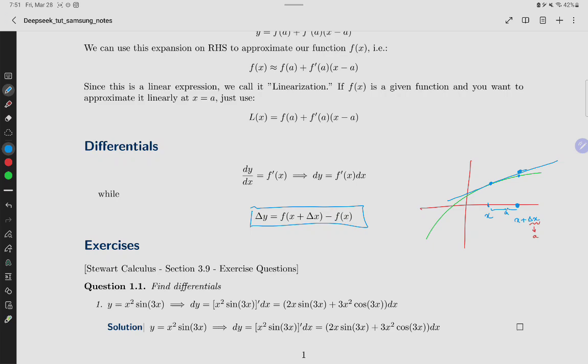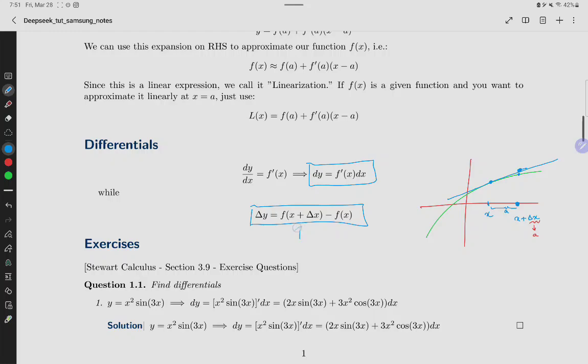So don't worry about this now graphically. If you are getting confused graphically, just forget about this. Just remember the formula. If you are asked to find the differential of y, you will find dy is equal to f prime of x dx, and if you are asked to find the change in y or delta y, we'll just use this formula, f of x plus delta x minus f of x.